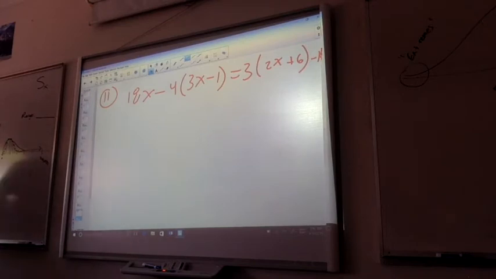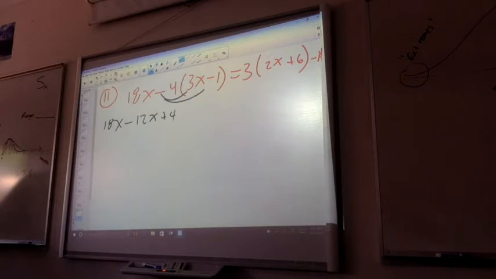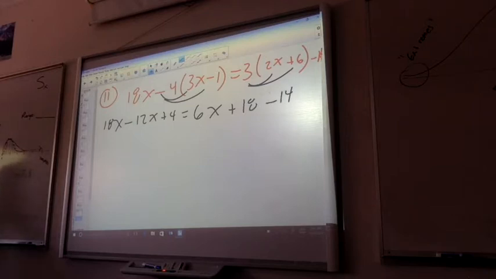Okay? Good. So let's see. I'm going to get 18x. Negative 4 here, negative 4 here. That's negative 12x plus 4 equals, and then I'm just distributing 3 here and here. So that's what? 6x plus 18. And then I'm going to subtract 14 from that. There we go.